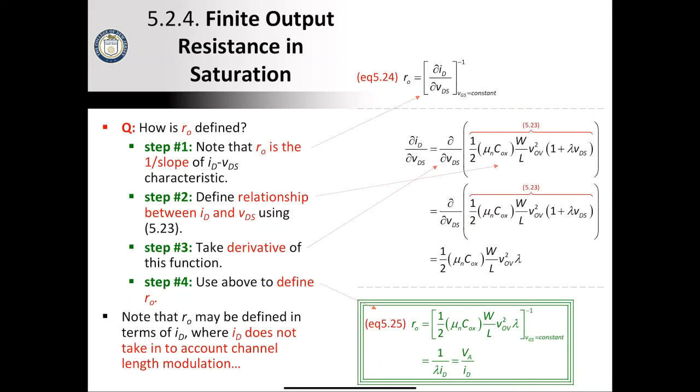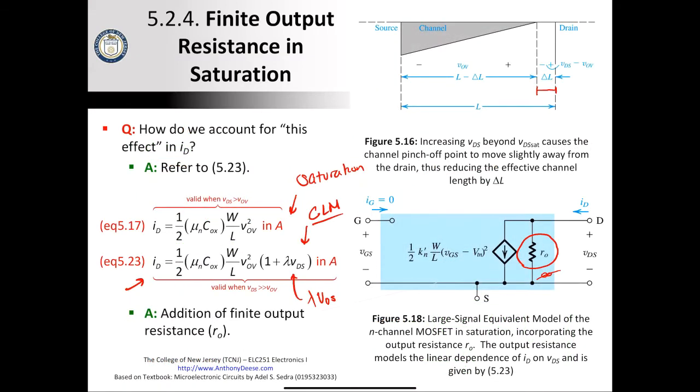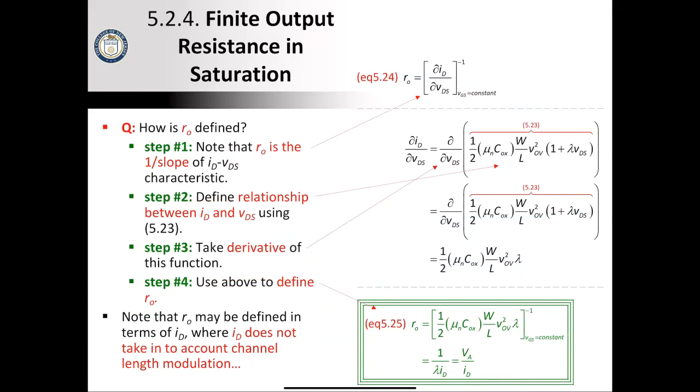So how is RO defined? So far, what we have assumed is that the magnitude of the channel length modulation is given to us as this lambda value. If lambda is equal to 0, then we don't have any channel length modulation. If lambda is greater than 0, or non-zero, then we do. So how do we relate those back?